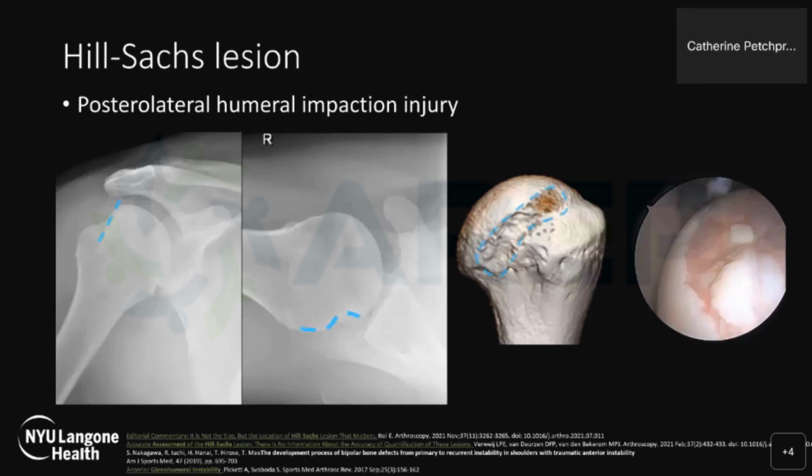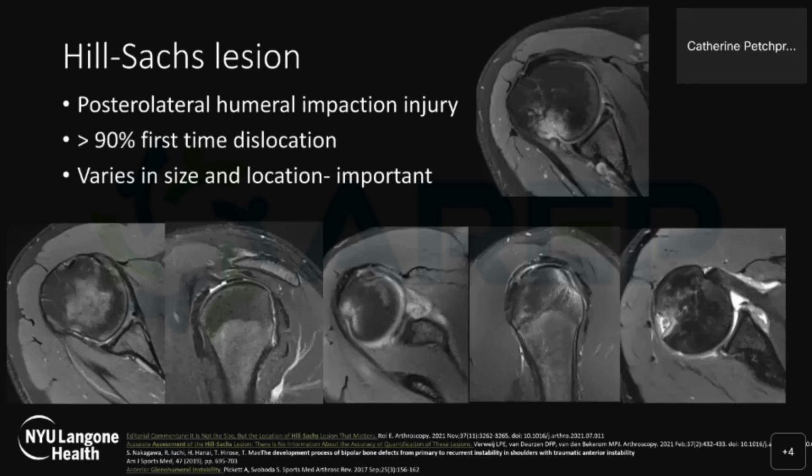This is what it looks like on the 3D surface-rendered image from a CT, showing the linear depression along the posterior aspect of the humeral head, medial to the greater tuberosity, and the injury to the bone seen at arthroscopy. The posterior lateral humeral impaction injury is seen in almost all first-time dislocators, and as you can see in these different patients, the size and location can vary.